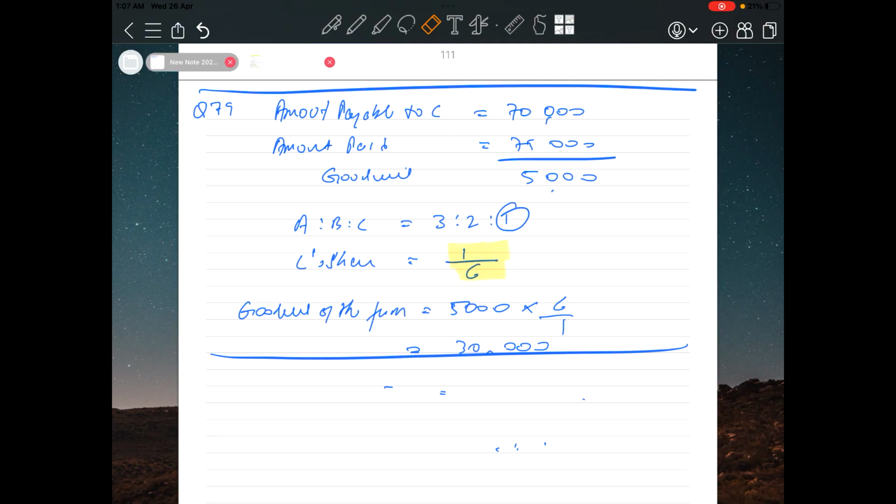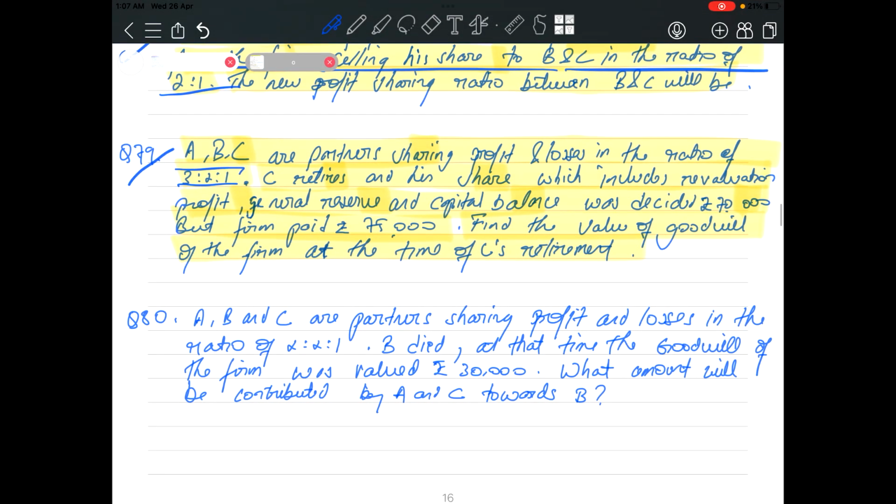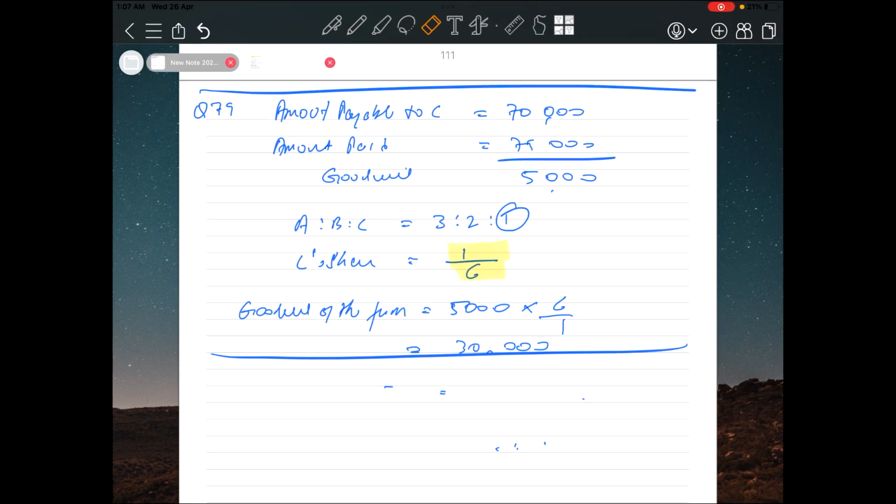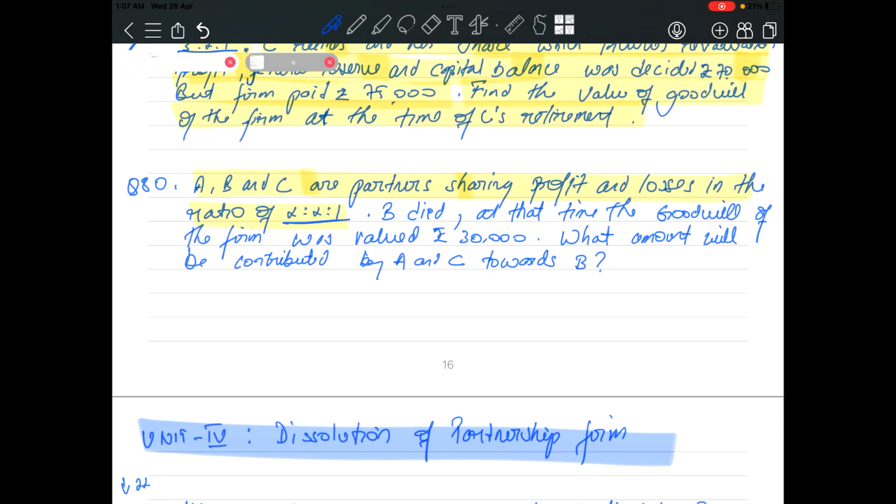Now let's move to question number 80, our last question for this unit. A, B and C are partners sharing profits and losses in the ratio of 2 is to 2 is to 1. B died. At the time, the goodwill of the firm was valued at 30,000. What amount will be contributed by A and C towards B?